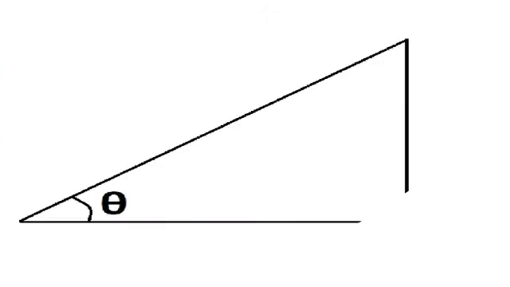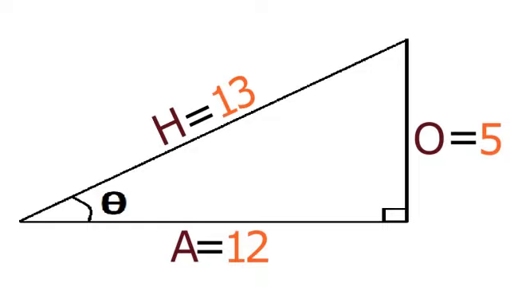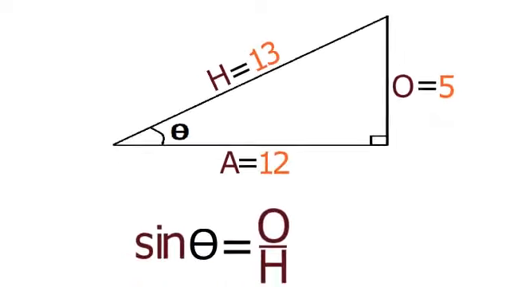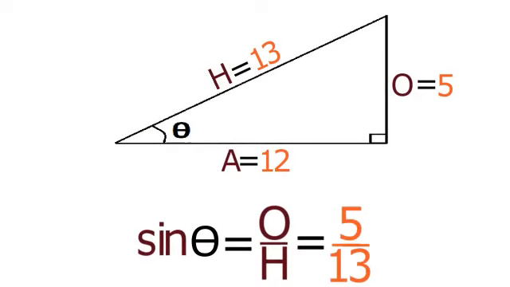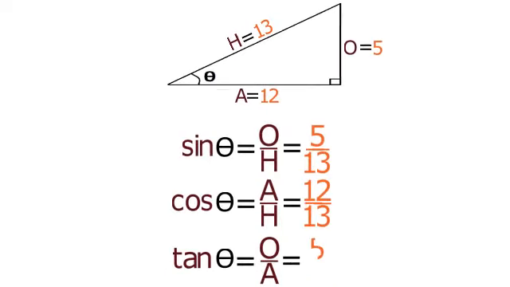As another example, in this triangle, the length of the opposite side is 5, the length of the adjacent side is 12, and the hypotenuse is 13. So for this value of theta, sine of theta equals 5/13, cosine of theta equals 12/13, and tangent of theta equals 5/12. These three trig ratios are so important that math teachers have created a mnemonic for remembering them.